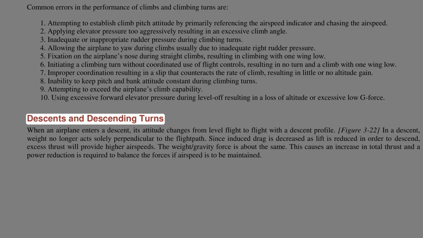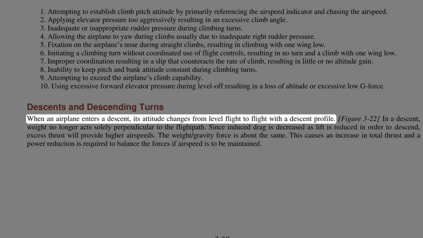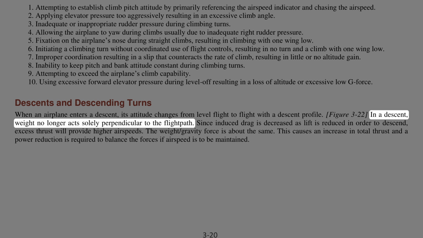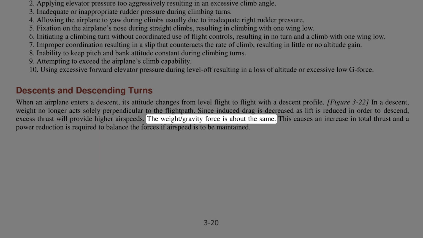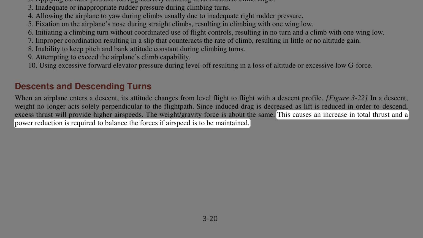Descents and descending turns. When an airplane enters a descent, its attitude changes from level flight to flight with a descent profile. In a descent, weight no longer acts solely perpendicular to the flight path. Since induced drag is decreased as lift is reduced in order to descend, excess thrust will provide higher airspeeds. The weight-gravity force is about the same. This causes an increase in total thrust, and a power reduction is required to balance the forces if airspeed is to be maintained.